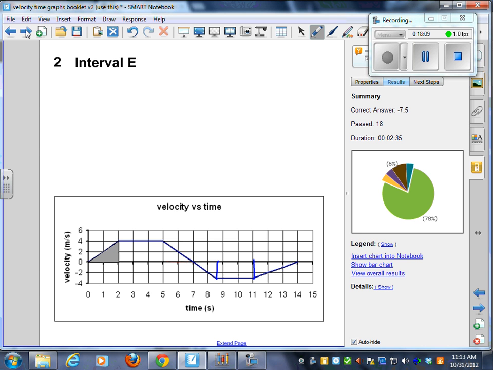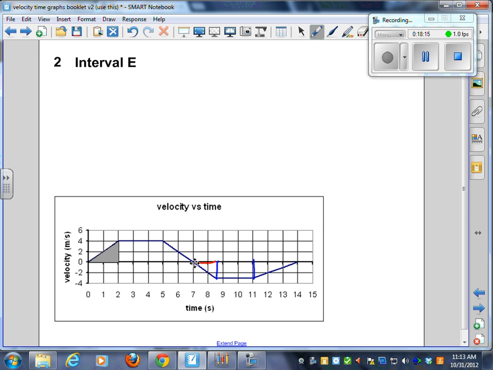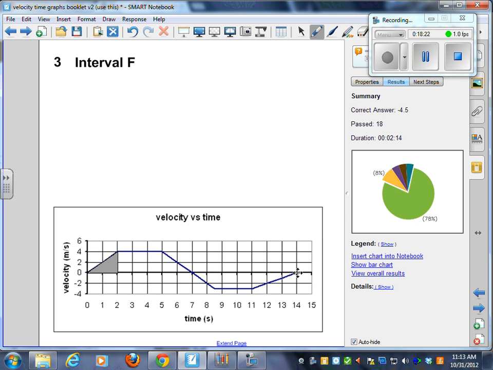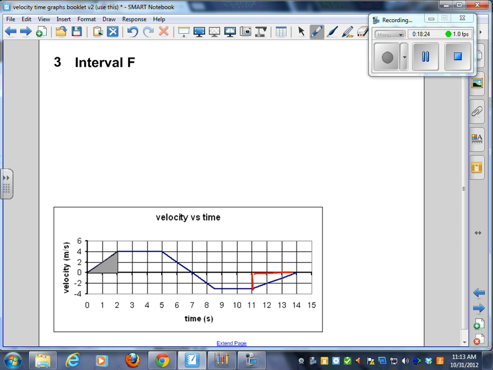Interval E, did you get -7.5? Yep. Okay, interval E is this one? No. This one, right? That one there. And interval F should be -4.5.